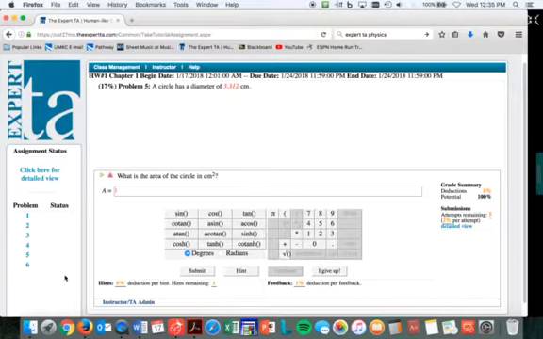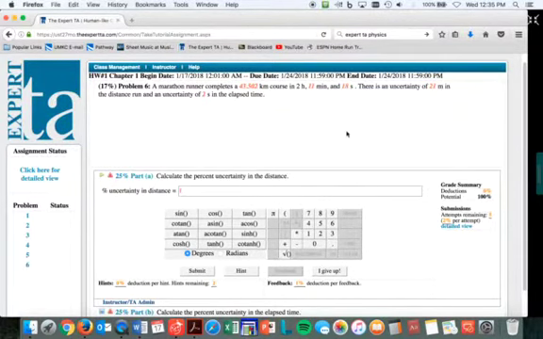So the circle: find the area of the circle in centimeters squared. All right. A lot of this stuff you don't need, or you can just plug it in. I mean, this helps you plug it in, and then problem 6.